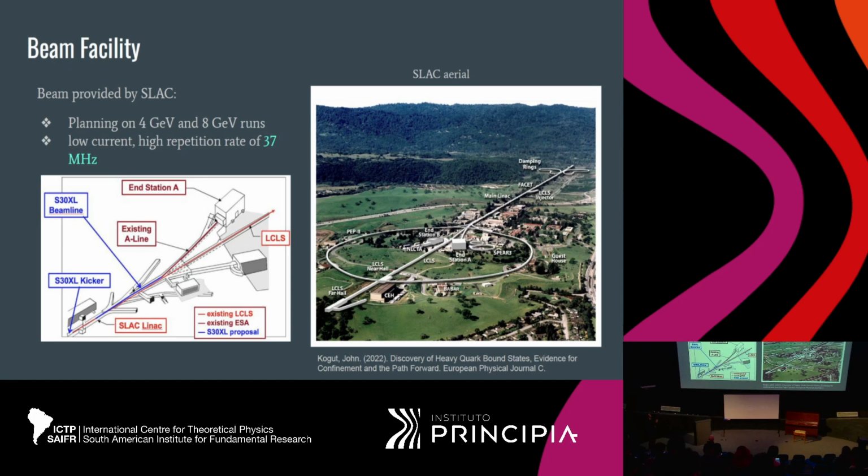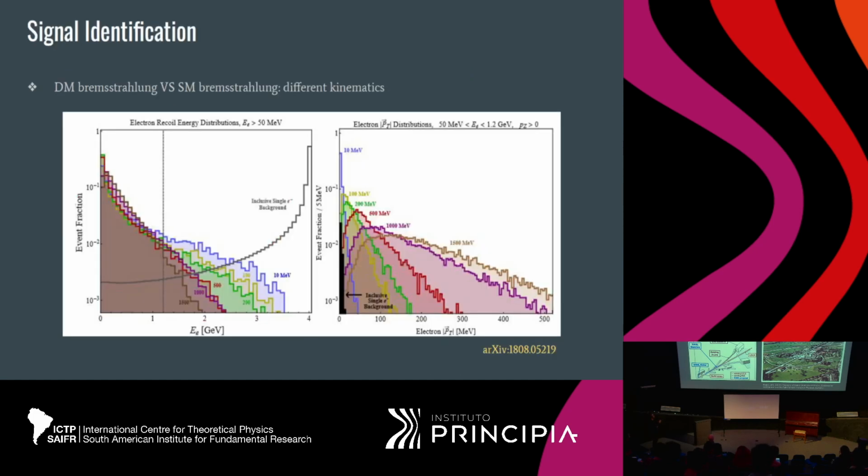And the facility will allow to provide a very low current beam, so one particle impinging at a time, which is what you want for such an experiment, but with a very high repetition rate of 37 megahertz, which means that if you want to perform a missing momentum experiment at this rate, you have basically to measure particles every 27 nanoseconds. So this is really challenging. It's probably the most challenging aspect of the experiment.